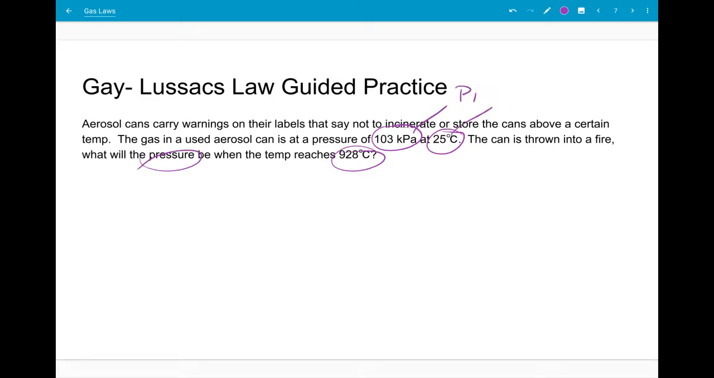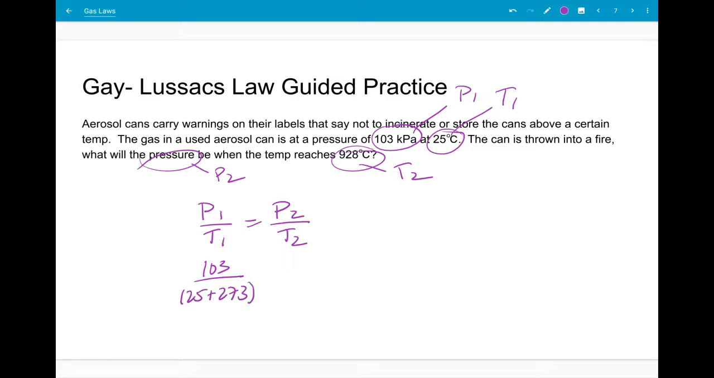Okay, so P1, T1, P2, T2. And so I would realize to use this gas law because those are the variables that I have. So 103, again, I need to convert to Kelvin. I don't want to forget that.